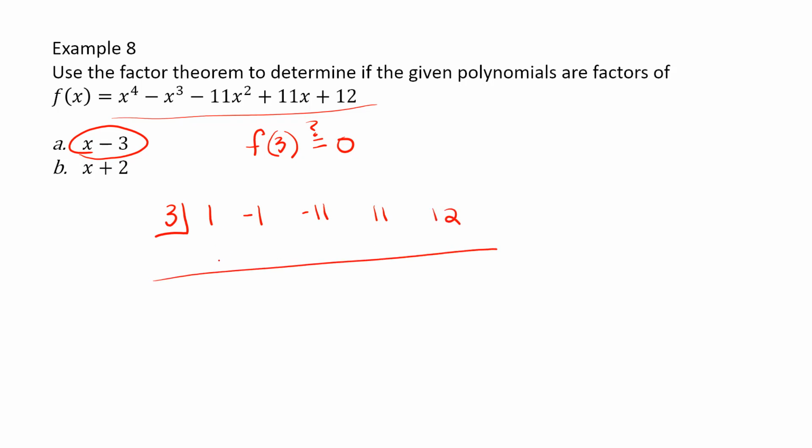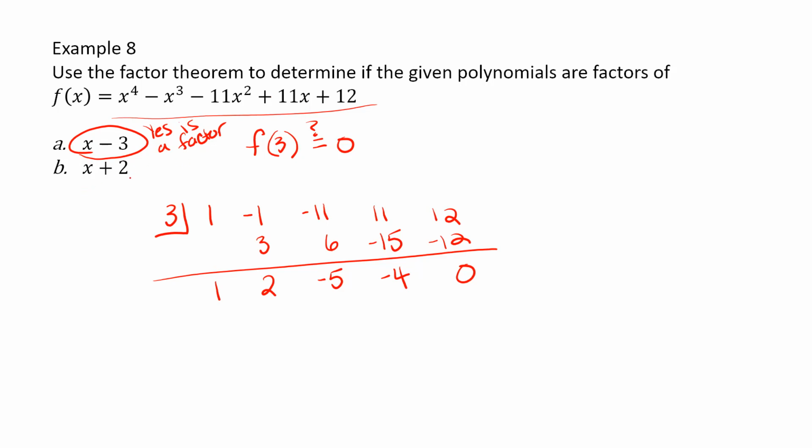We do the division, bring down the 1. 1 times 3 is 3. Add it up, you get 2. 2 times 3 is 6. Negative 5. Negative 5 times 3 is negative 15. Add it up, you get negative 4. Negative 4 times 3 is negative 12. So you do get 0, and therefore, yes, x minus 3 is a factor of this polynomial by the factor theorem.